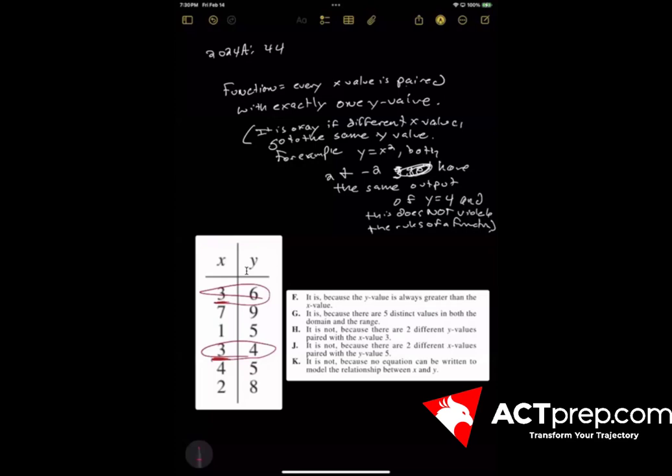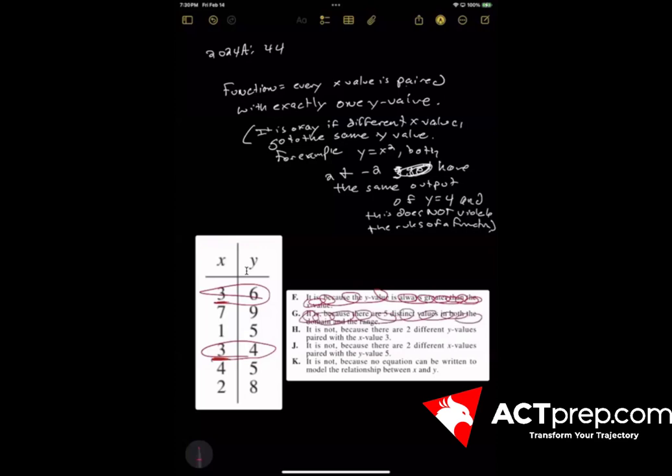F says it is, which we know it's not, because the y value is always greater than the x value, and that doesn't even pertain to the definition of function. G: It is because there are 5 distinct values in both the domain and the range. Well, there are 5 distinct values, but they would all need to essentially be distinct in the x column for this to be true. And we already know it's not a function anyway. So this is not the correct answer.